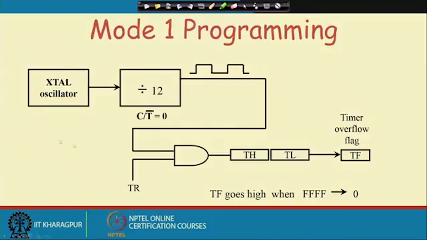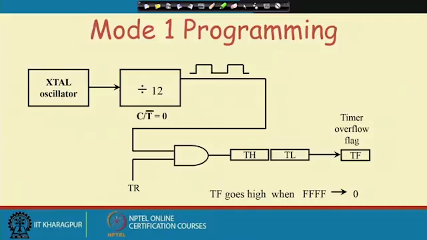The operation is like this: the crystal frequency is divided by 12. This is in the case of C/T equal to 0. In the 8051, 12 clock cycles constitute one machine cycle, and the timer value is updated per machine cycle. That is why it is internally divided by 12. This division is internal.